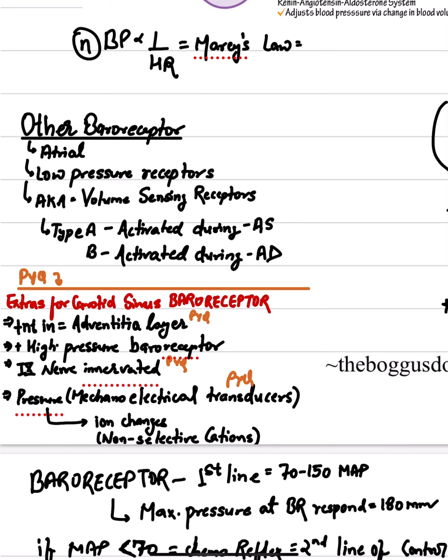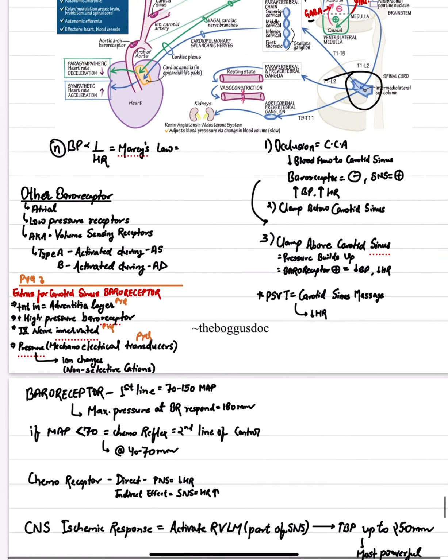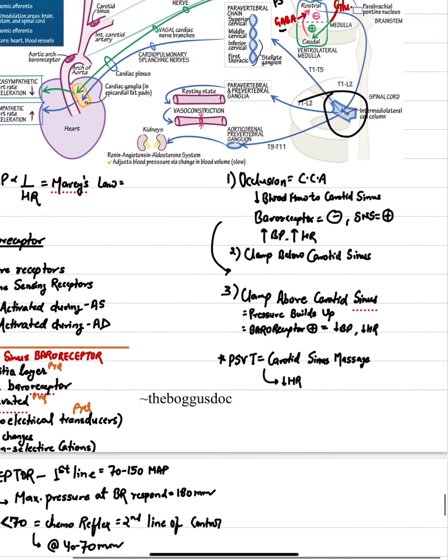Okay. So a PYQ extra for the carotid sinus baroreceptor: it is present in the adventitial layer of the blood vessel. It is the high pressure receptor. The ninth nerve innervates it, and the pressure is mechanoelectrical. Mechano means changes in pressure lead to electrical activity. Ion changes, it is non-selective cations.